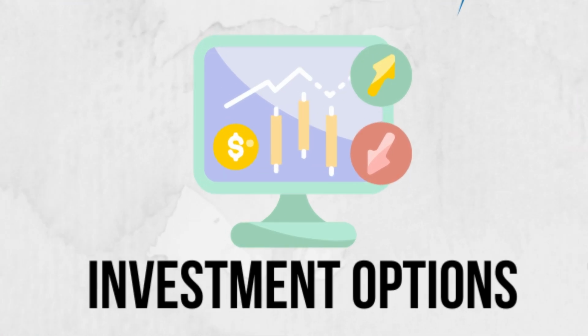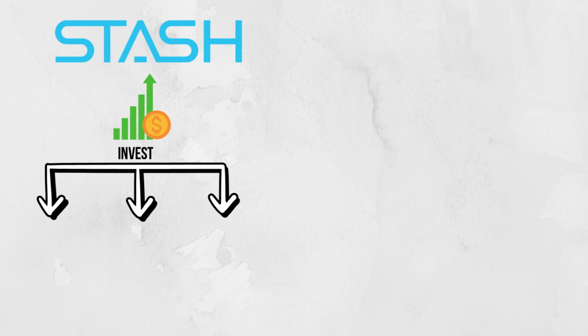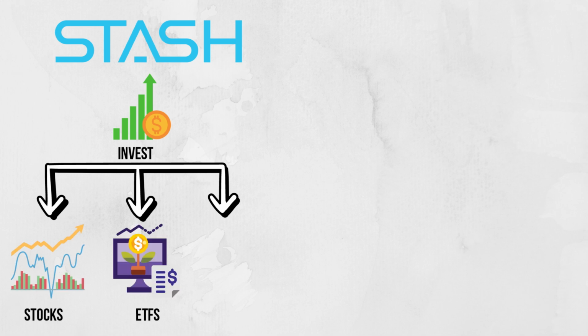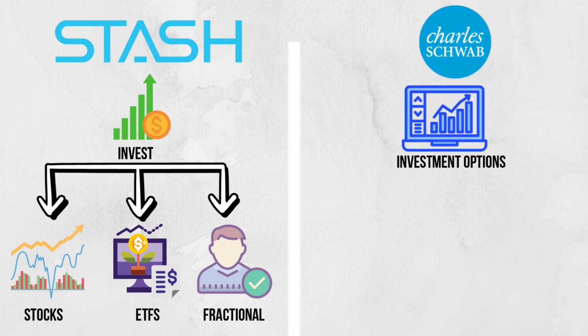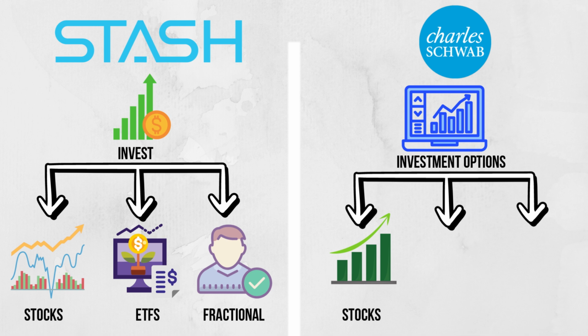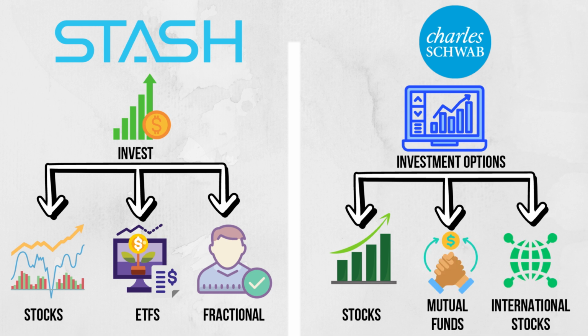Investment options. Understanding the range of investment options helps in evaluating each platform. Stash allows users to invest in stocks, ETFs, and fractional shares, enabling users to invest in smaller amounts. Charles Schwab provides a comprehensive range of investment options, including stocks, mutual funds, bonds, and international stocks.